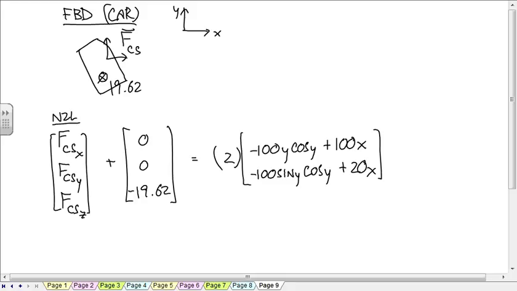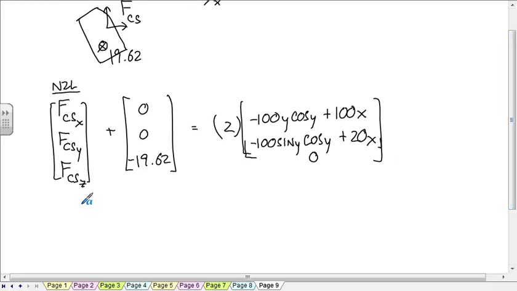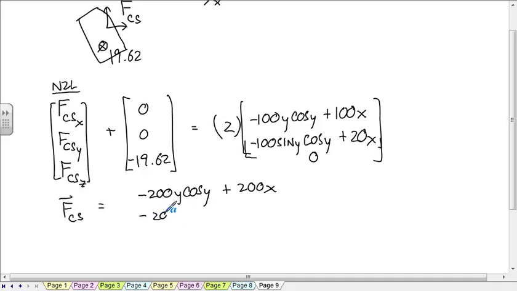And I only have X and Y components here. You have to have a Z component to add these. And okay, so you end up with the force on the car by the ship equal to negative 200 Y cosine Y plus 200 X minus 200 sine Y cosine Y plus 40X and then positive 19.62.